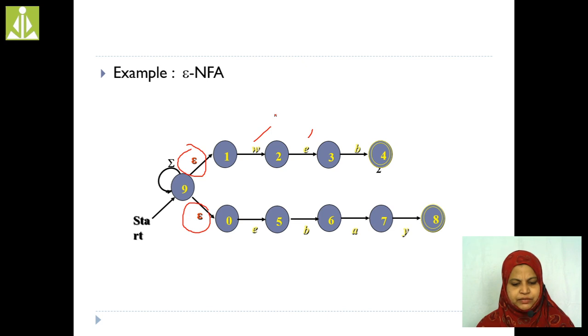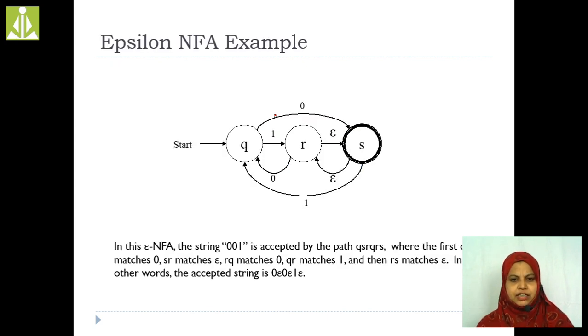Already we explained this one, NFA with epsilon, with an example. Here we can process a string on the given NFA. For example, here I am going to check whether the string 0, 0, 1 is going to be accepted by this NFA with epsilon moves or not.